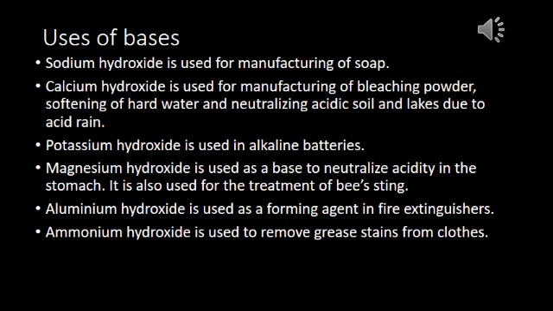This calcium hydroxide is used to neutralize the effect of acid in the lakes and the soil, because when the acid reacts with the base, it produces a neutralization reaction and produces a neutral substance. Potassium hydroxide is used in alkaline batteries. Magnesium hydroxide is used as a base to neutralize the acidity in the stomach.